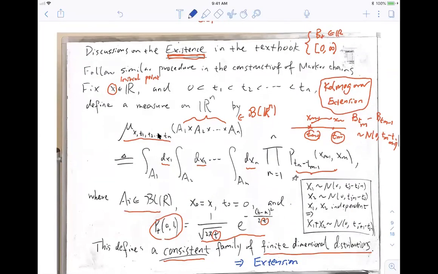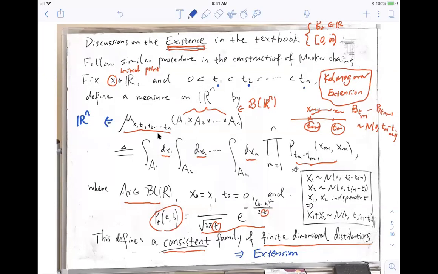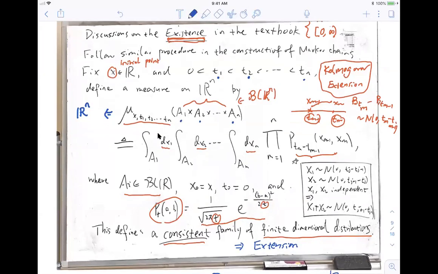So how do we construct Brownian motion from finite-dimensional distributions? First, we should have a consistent family of finite-dimensional distributions. Starting from any finite times t1, t2, we can define a finite-dimensional distribution. This is a measure on R^n. So let's compute the measure on A1 times A2 times up to An. This is a Fourier set, or it's the basis for the Fourier set on all of R^n.